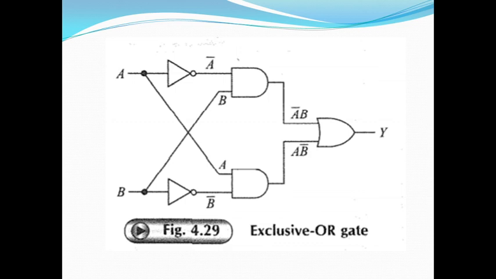If A is going to be high and B is going to be high, again A is high, so A bar is going to be low. B is high, so B bar is going to be low. So one of the inputs of both the AND gates is going to be low, so output is going to be low, and output of the OR gate Y is going to be low.